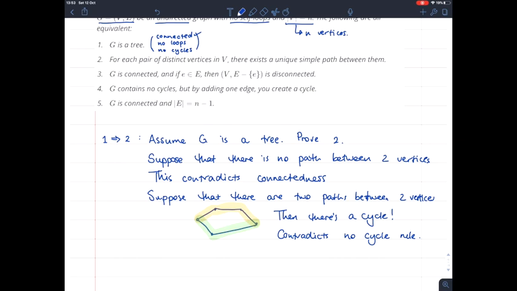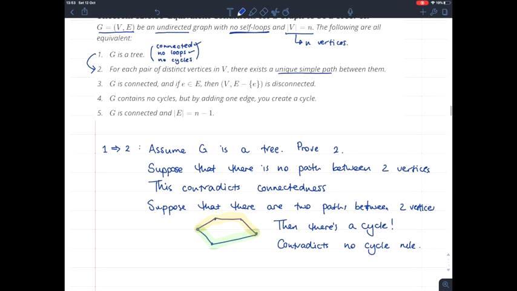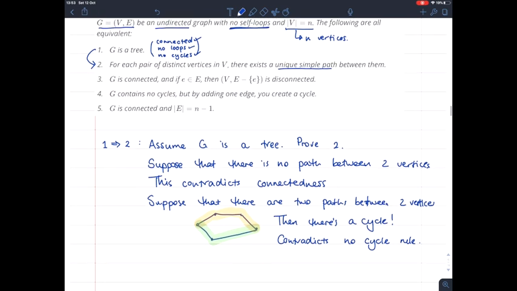And so you can see that we have proved that if we have a tree, then it must be the case that for each pair of distinct vertices, we have a unique simple path between them. So we've proved that being a tree implies point 2. Notice I didn't have to do anything about loops because we're picking a graph that has no self-loops. So we've ticked off each of the conditions for being a tree and made sure that it implies 2.